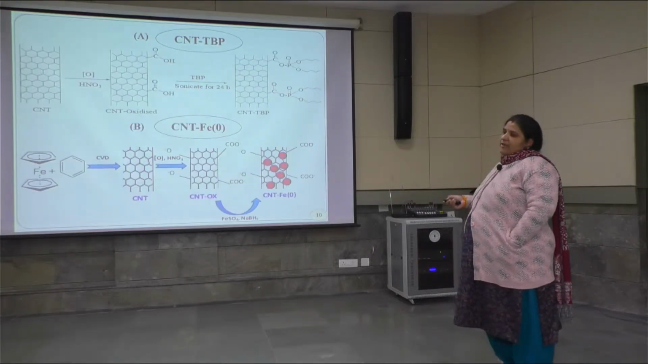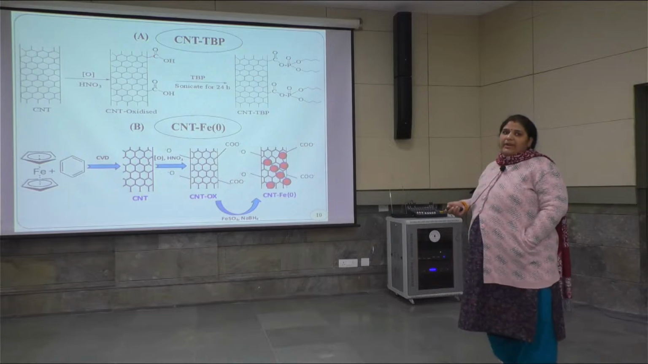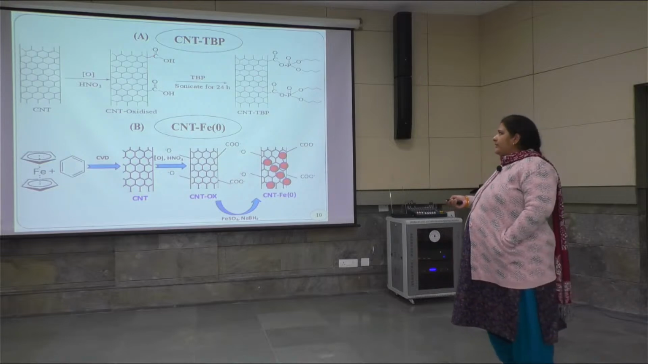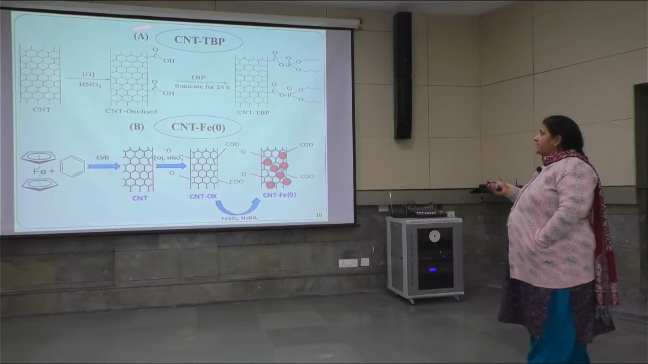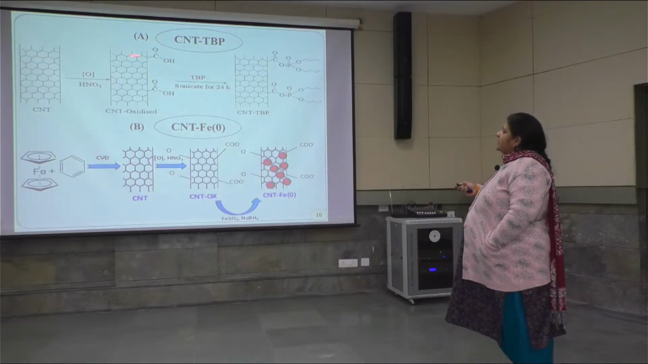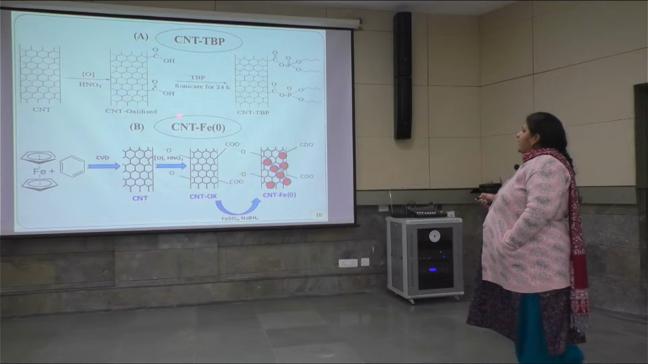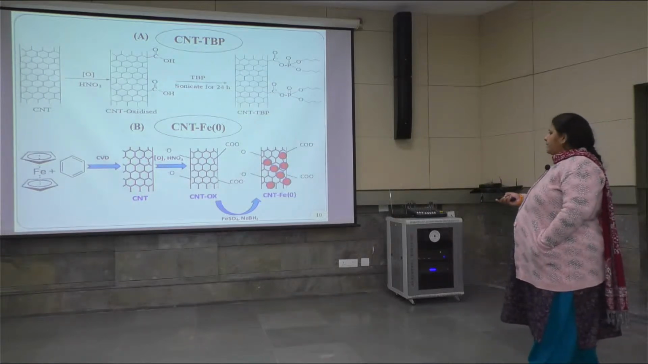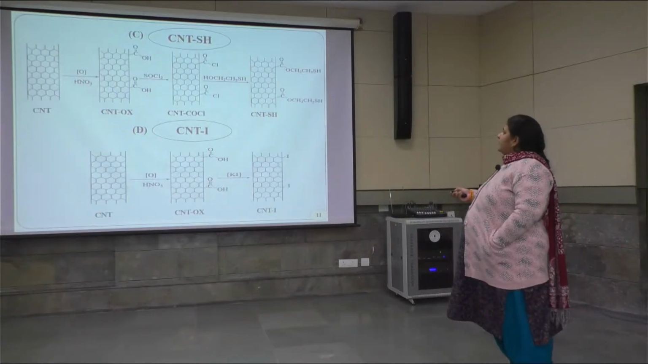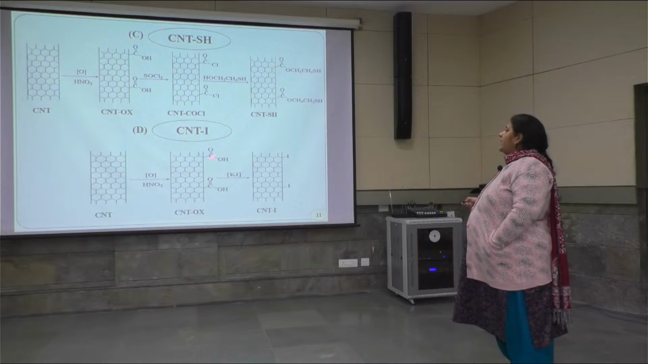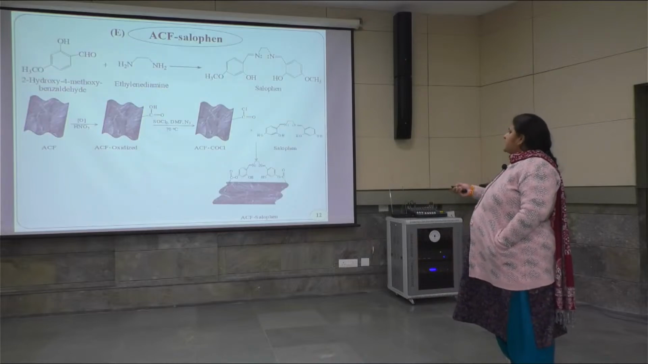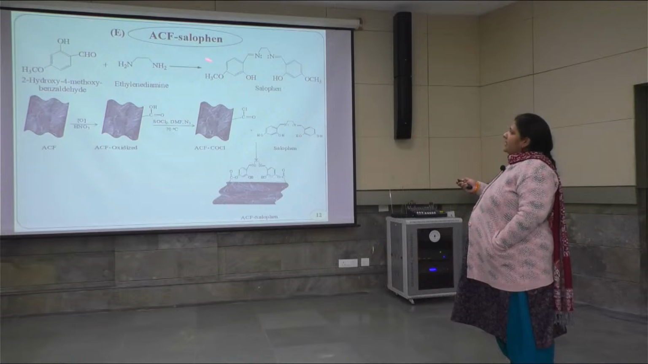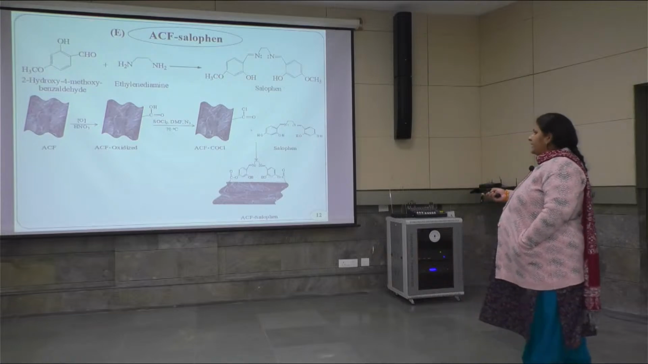After the development of carbon nanotubes and pre-treatment of activated carbon fiber, various functionalizations were done using various functionalizing agents to develop tributyl phosphate functionalized carbon nanotube, and zero valent iron decorated carbon nanotube. The third one is thiofunctionalized carbon nanotube, and the last one is iodide functionalized carbon nanotube. And this is the representation of how I prepared cellophane functionalized activated carbon fiber.